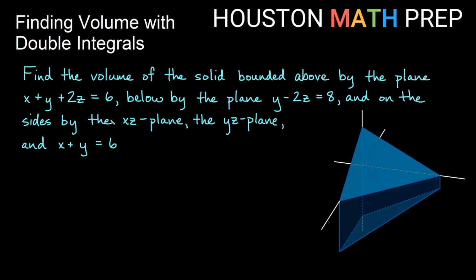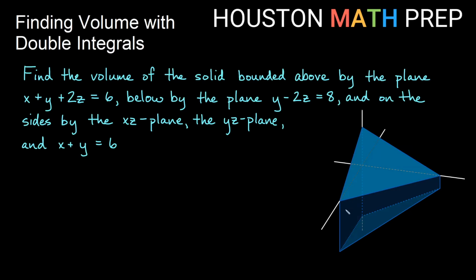So here we're going to do something just a little bit different for our last one. We want to find the volume of the solid bounded above by the plane x plus y plus 2z equals 6. So that's this plane here. Below, not by the xy plane, but by the plane y minus 2z equals 8. So we have another plane down here, this triangular region down here, triangular region up here, so we are sandwiched between those. And then it is also bounded on the sides by the xz plane, which is this flat space here, and then the yz plane, which is this flat space back here.